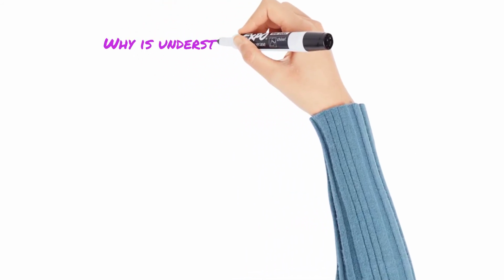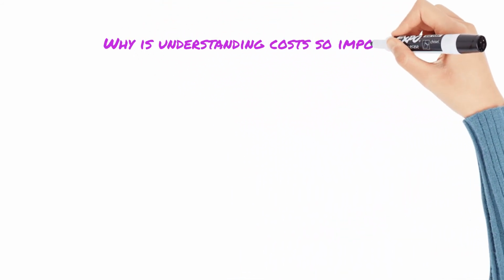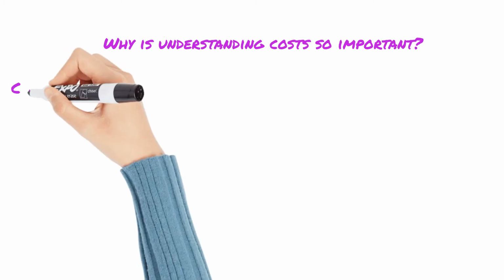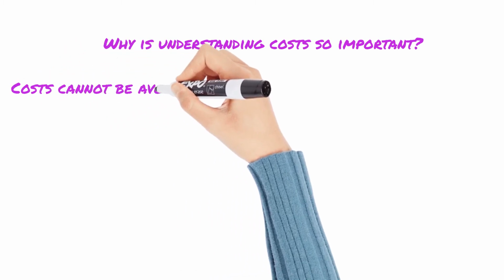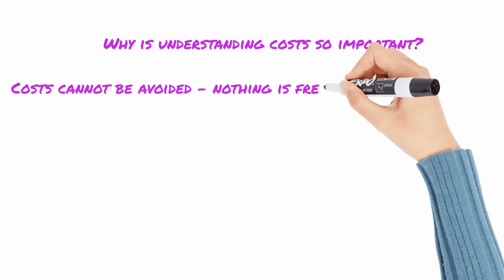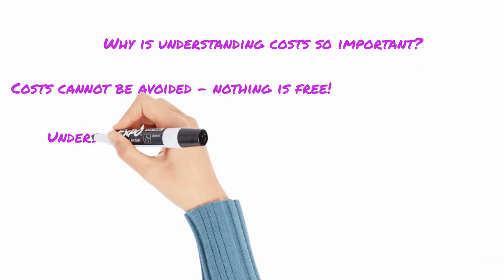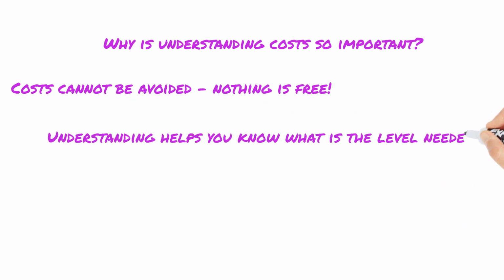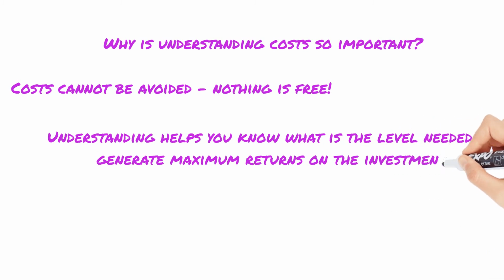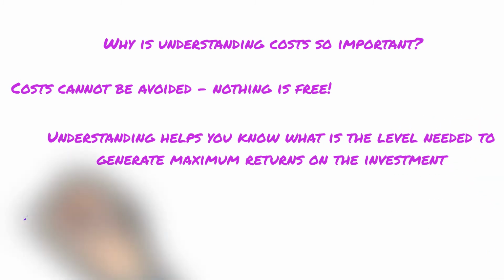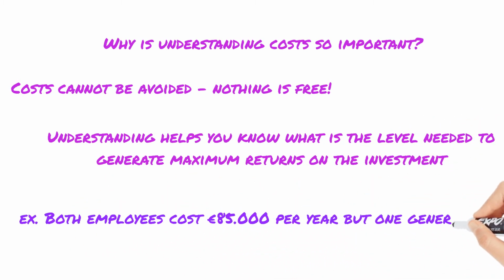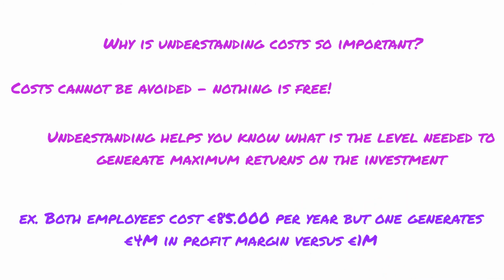Now you can see why understanding cost is so important. Nothing is free, but it does not mean you should not be prudent with the costs. Know where to assign them: discounts, cost of goods, transportation, etc. Note in our example, both employees cost us $85,000 per year, but the profit contribution generated by one employee is $4 million versus $1 million. Where's the better investment?